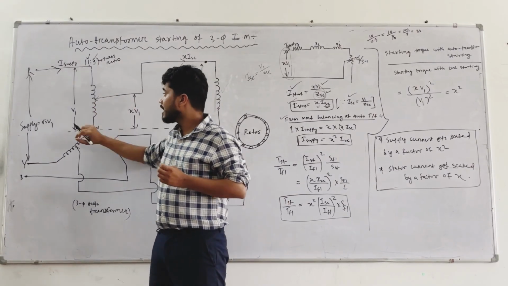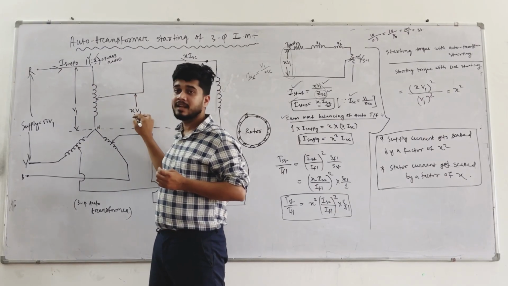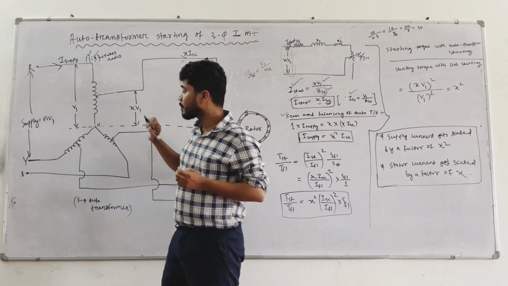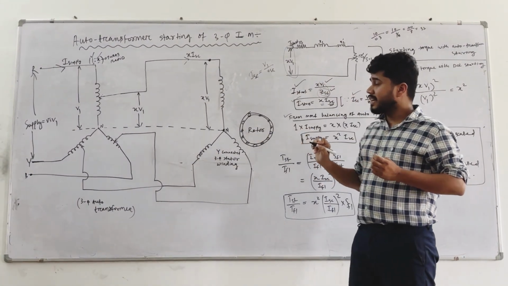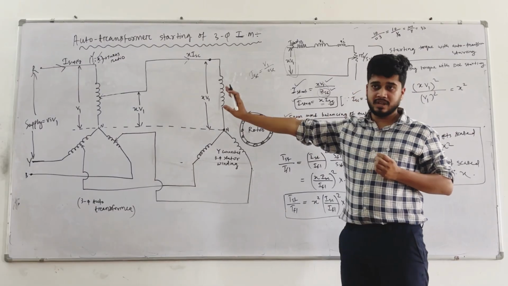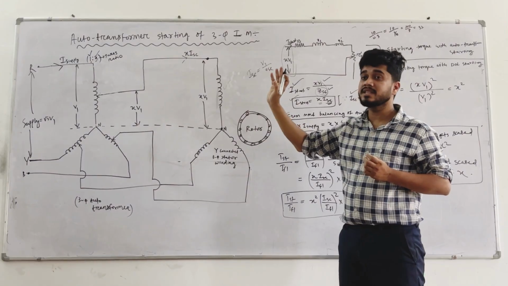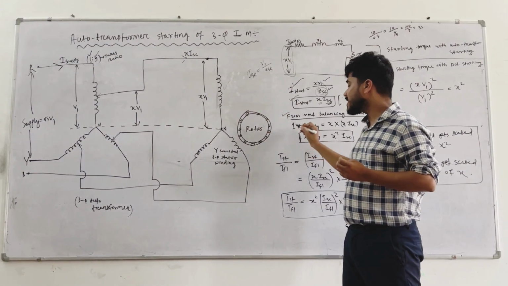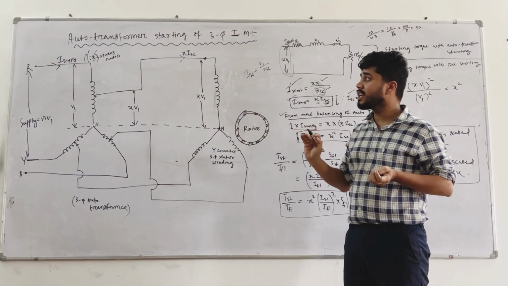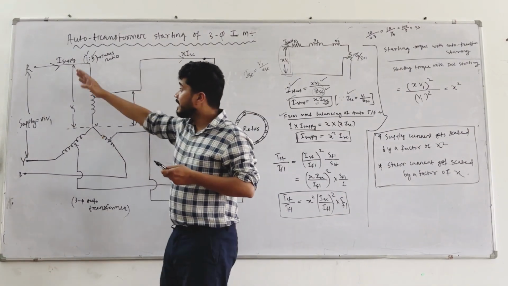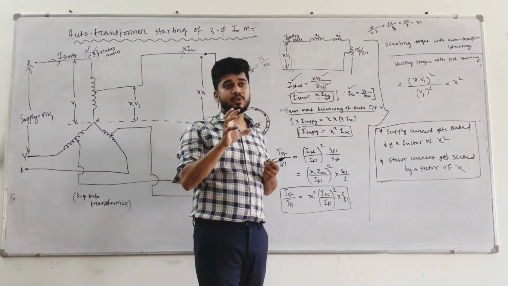So based on that, if V1 is the voltage in the primary, what is the voltage in the secondary you are getting? XV1. Understood? So what is MMF balancing? MMF balancing is saying that the flux is constant, because that is a single core. Flux constant means MMF must be equal. So what is the primary MMF? Primary MMF is current into number of turns. MMF is always current into number of turns.